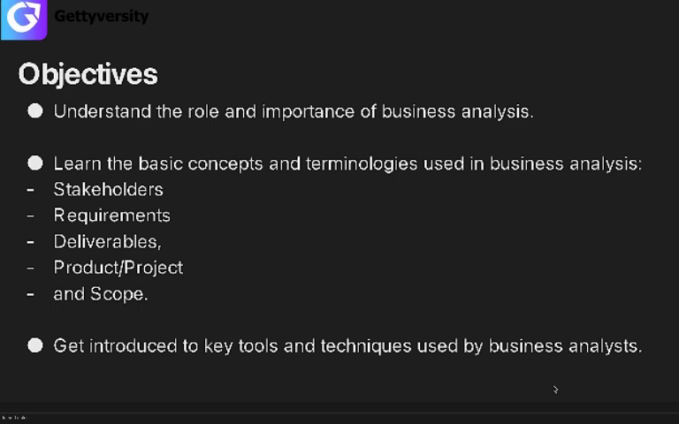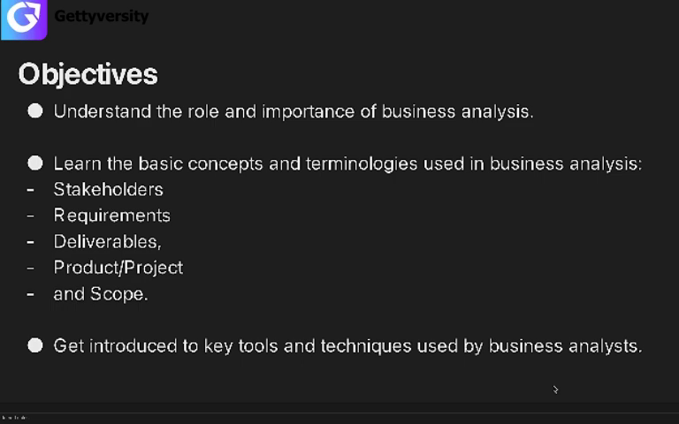So that is how I was able to find my way into the business analysis space, and it has been fun and interesting so far. It has really made me understand so much about the tech life cycle, or let me just say the software life cycle, right?